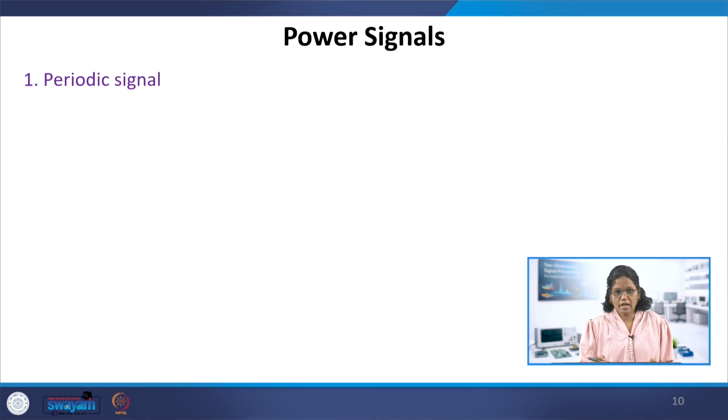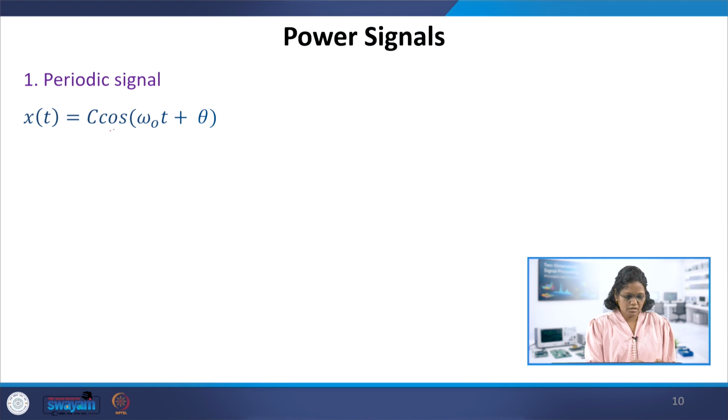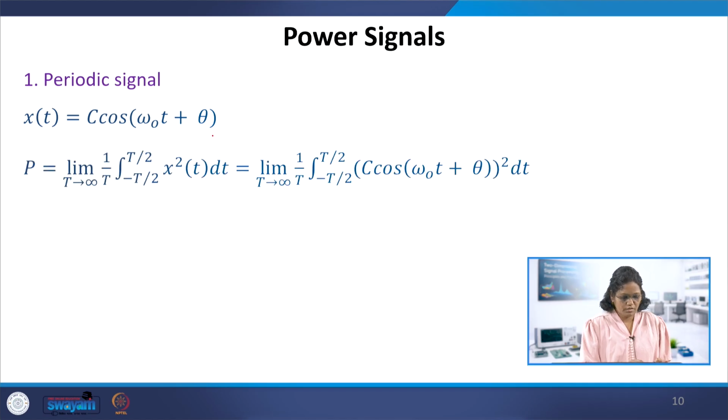The power signal has a few more classifications as well. If a signal is periodic, for example a cosine or sinusoidal signal, how does the power calculation help in finding the amplitude? Suppose x of t is equal to c cos(omega naught t plus theta). Here c is the amplitude, omega naught is the frequency, and theta is the initial phase. This is a periodic signal again, so you can calculate the power.